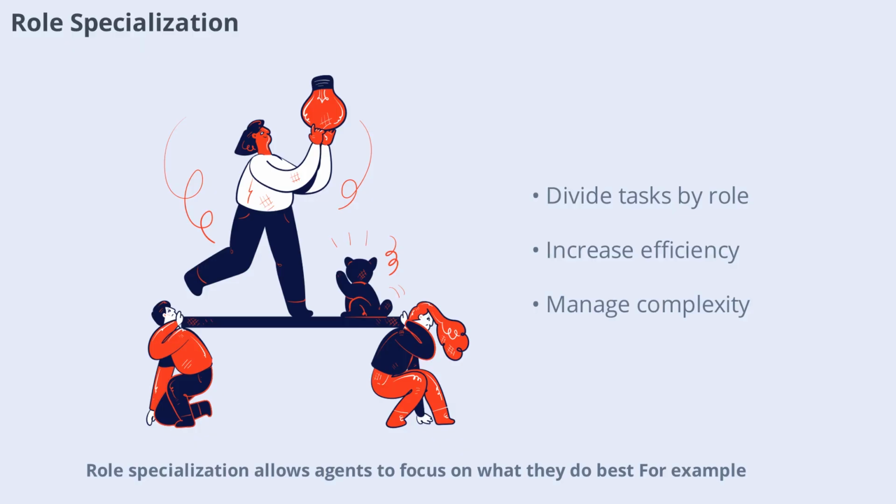Role specialization allows agents to focus on what they do best. For example, one agent might handle writing, another critiques, and a third codes. This division of labor makes complex workflows more manageable and efficient.